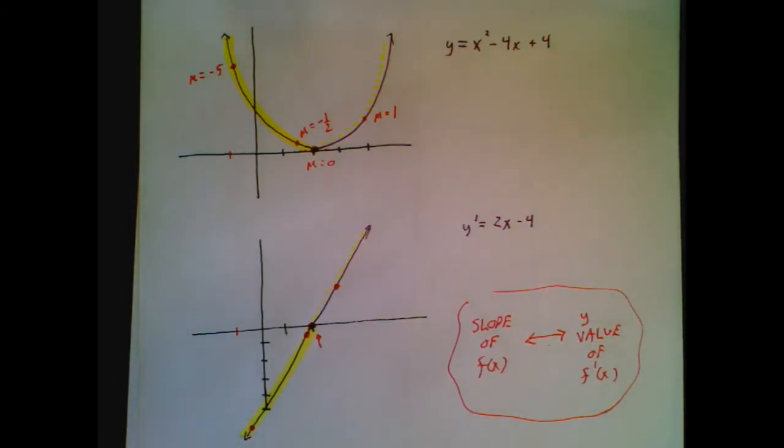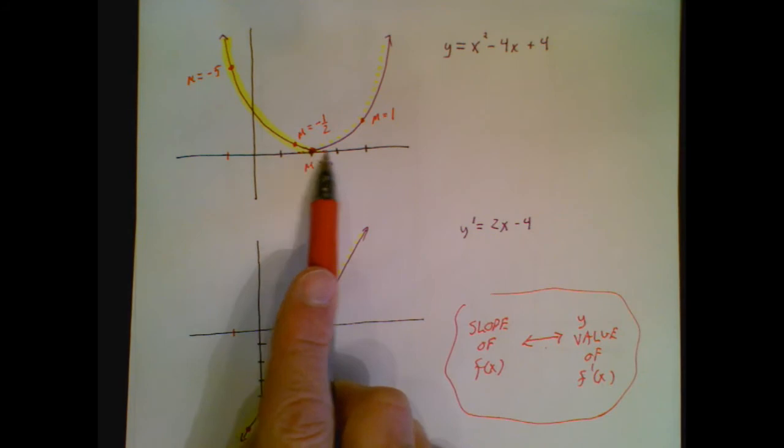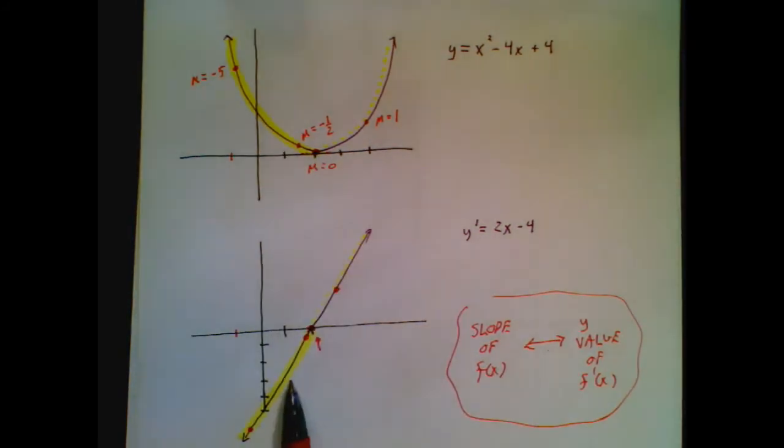Side note, I've jumped back to this first example. I didn't make a big deal of it then because there was a lot going on, but look at this. Horizontal tangent, that means slope is 0. Derivative graph, value of 0.